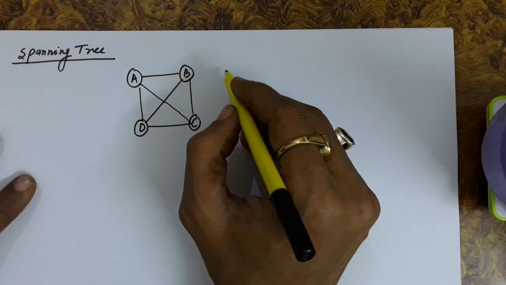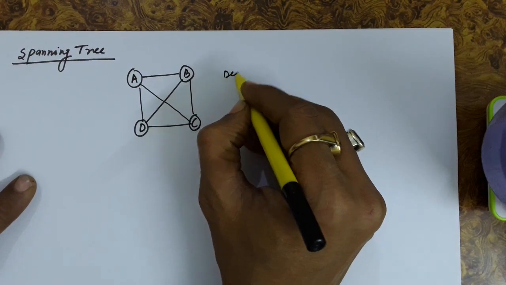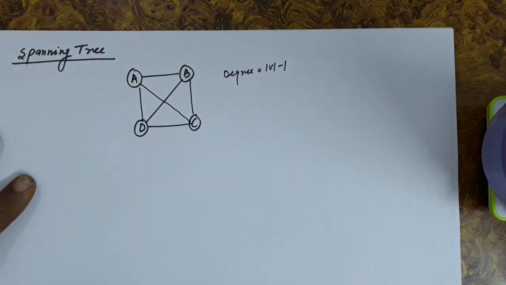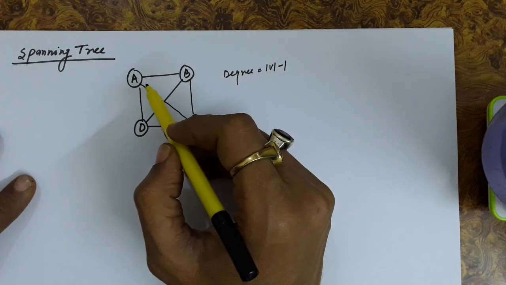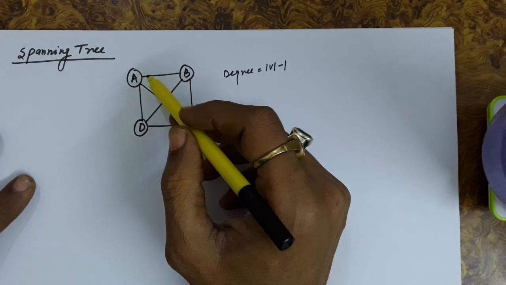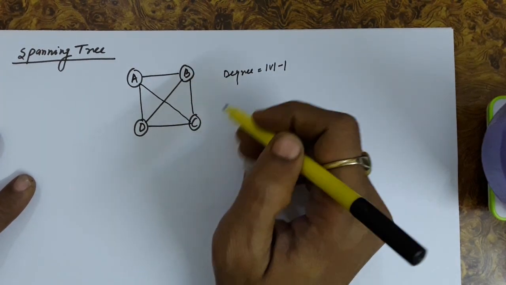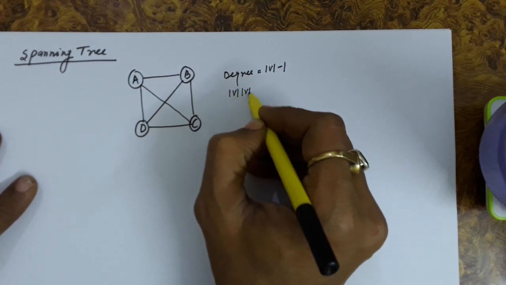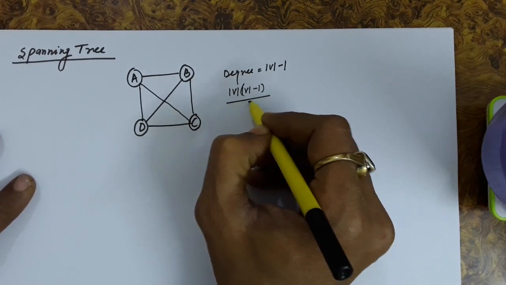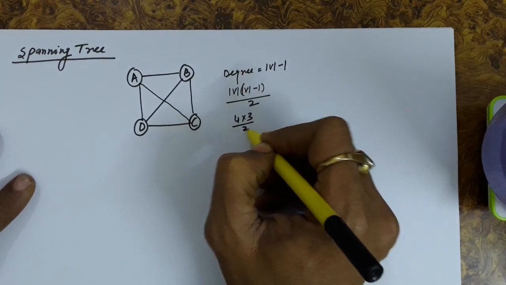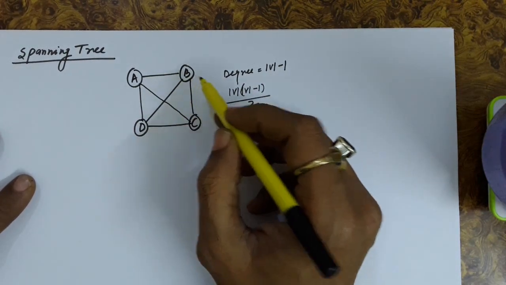In the complete graph, the degree of any vertex is v minus 1, meaning the total number of vertices minus 1, because from each vertex 3 edges will be emerging. For this particular graph, v minus 1 edges emerge from each vertex, and the total number of edges will be v into v minus 1 divided by 2. Here it will be 4 into 3 divided by 2, meaning 6 edges. You can count that the number of edges here is 6.